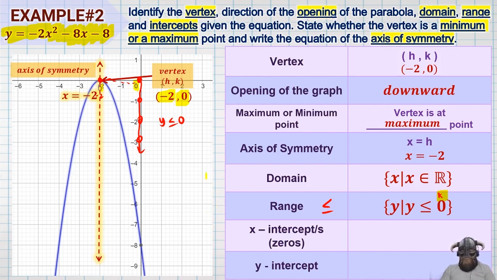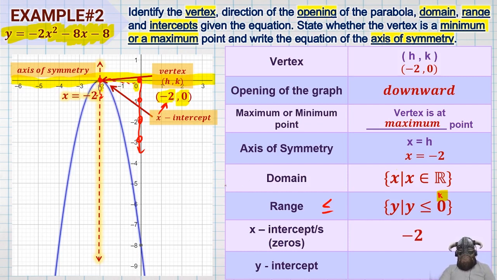X-intercept, so as you can see here, it will only intersect at the vertex part. Ito yung in-explain ko kanina. Kung saan yung vertex, doon na rin yung x-intercept kasi doon siya tumama sa x-axis natin. So, doon lang ulit tayo maglo-locate sa ating x-coordinate ng vertex, which is negative 2. So, our x-intercept will only be negative 2. Isa lang siya kasi isang beses lang naman siya tumama sa x-axis.